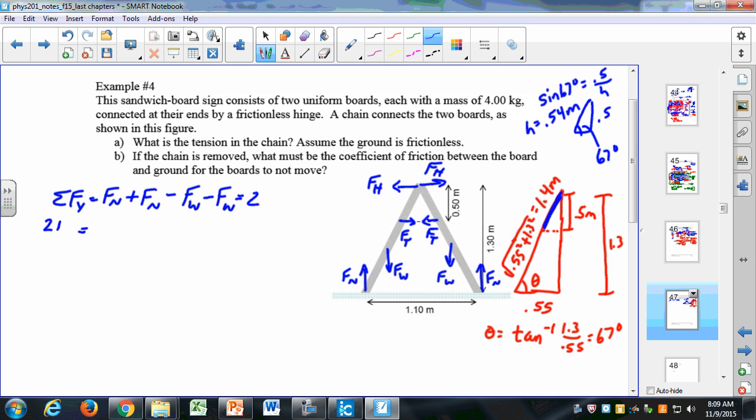So 2Fn is equal to 2Fw. The 2's cancel. So the normal force on one side is just equal to the weight. And the weight is 4 kilograms times g, which is going to be 40 newtons.